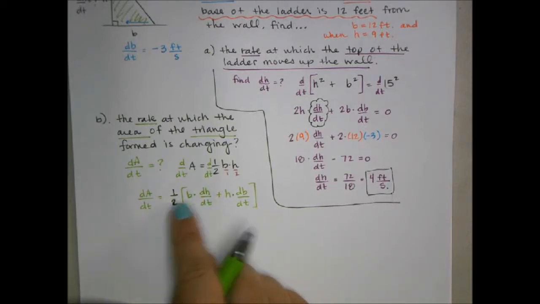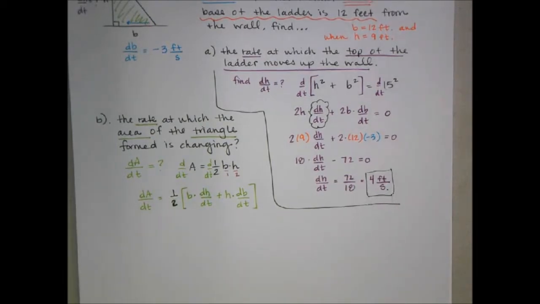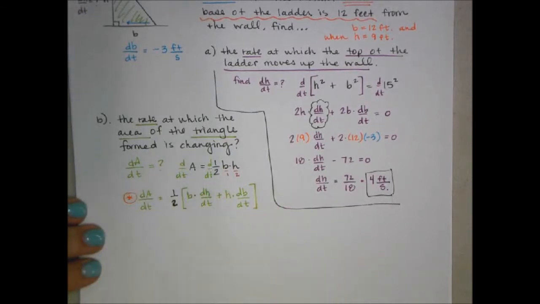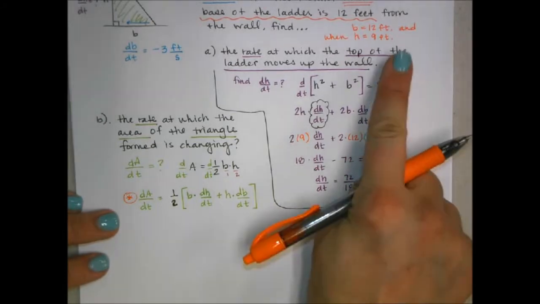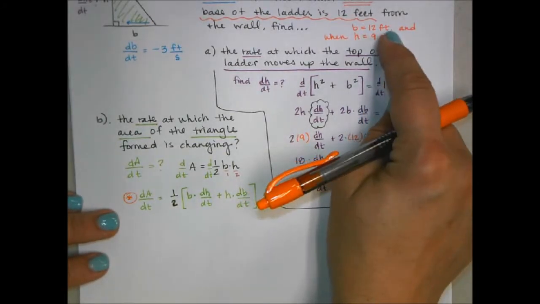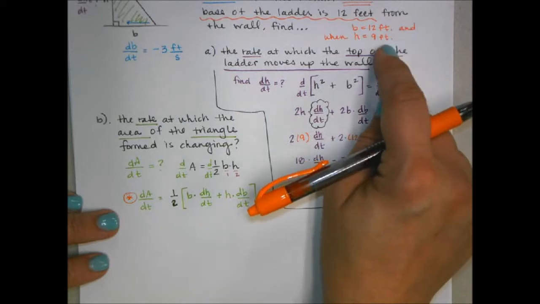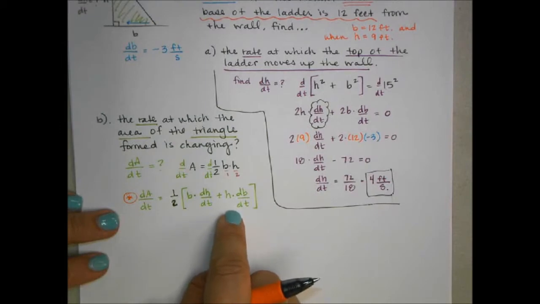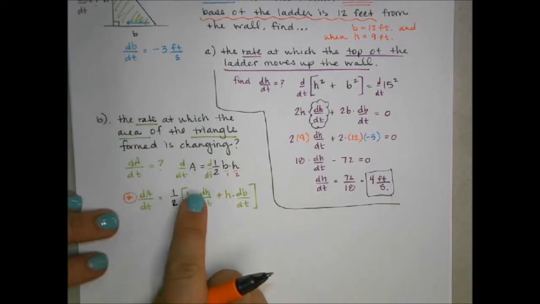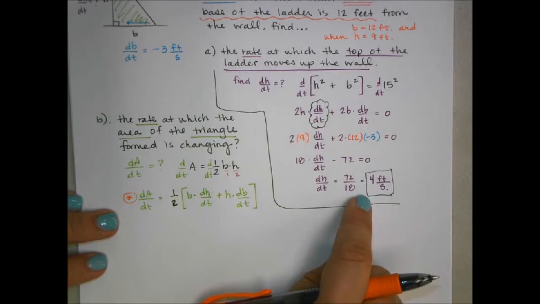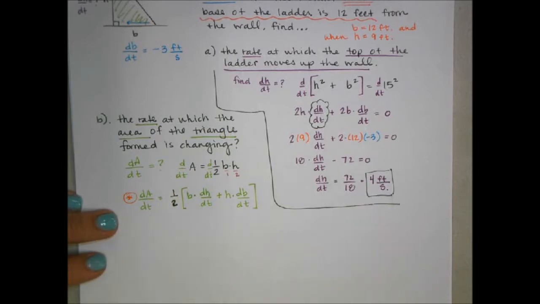So now that I've taken my derivative, I'm in my when stage. I can use the given information here from the when sentence. So B will be 12, H will be 9, dB dt is -3, and then dH dt we just found in part A was 4. So we're just going to plug in all 4 of those values here and simplify.